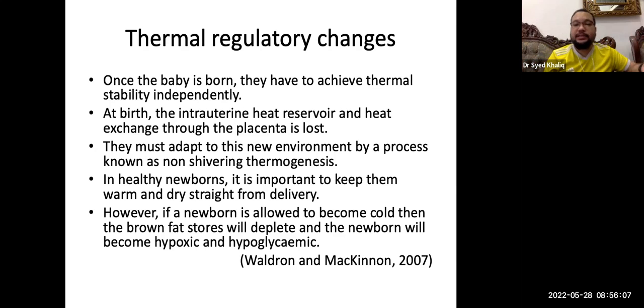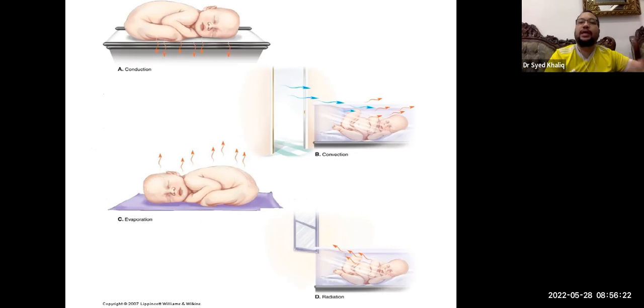If you see newborn babies, when you wrap them up a lot and check the temperature, it will go up. When you remove all the wrappings, they'll get a low temperature. So we need to help the baby to maintain thermoregulation. How heat is conducted, how heat is lost, how heat is gained, basically there are several mechanisms.